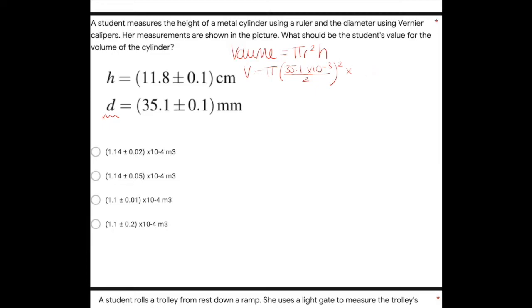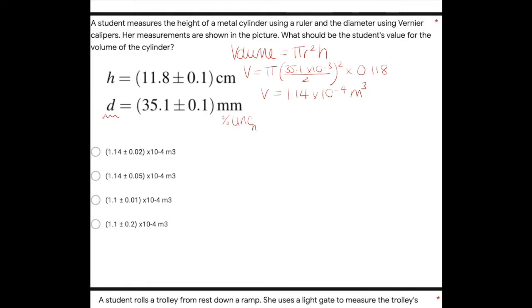It is 11.8 centimetres, so 0.118 metres. That gives us a value for volume of 1.14 times 10 to the minus 4 metres cubed. And again, we know that's the right answer because that features in our options below.